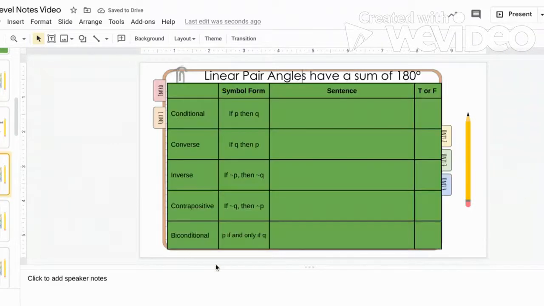Okay, let's go back over conditional statements again. Remember, a conditional statement is something written in if-then form. A converse statement is the conditional statement, but the hypothesis and the conclusion are flipped. The inverse statement is the conditional statement, but you add the word not. The contrapositive is the inverse statement, but just flipped. And we can write a biconditional if the conditional and the converse are both true.